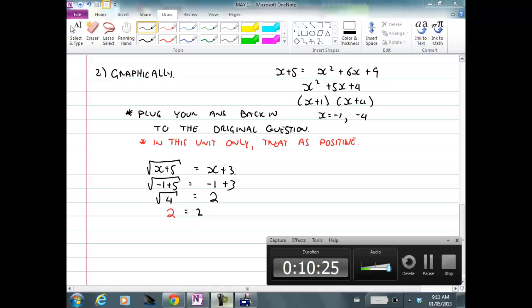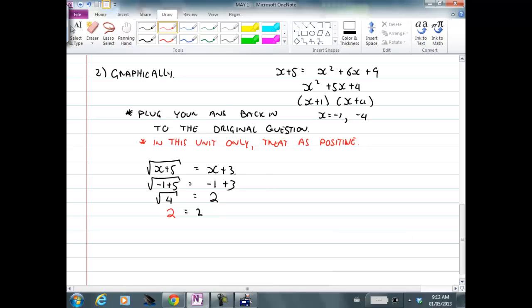I want you to test out negative 4 and see what happens. I'm going to pause it and let you. What happens when I plug in negative 4? I go square root of negative 4 plus 5 equals negative 4 plus 3. On the right hand side, I have negative 1. But on the left hand side, I have positive 1 because my calculator only works in positive mode. That's why when you punch in square root of 4, every calculator gives 2, never negative 2. So this number is actually a reject. And I need you to write this as reject.